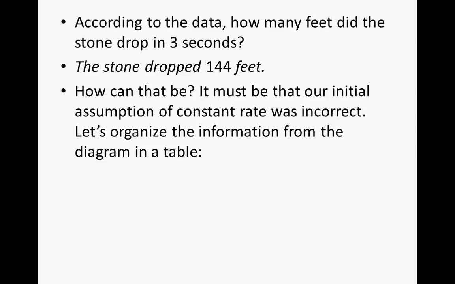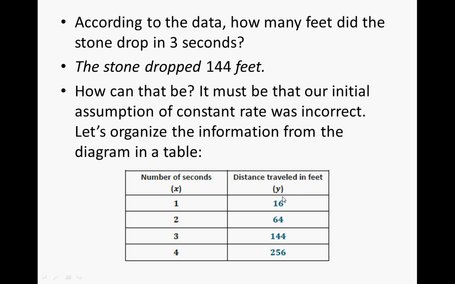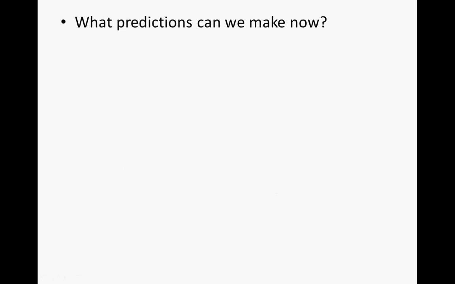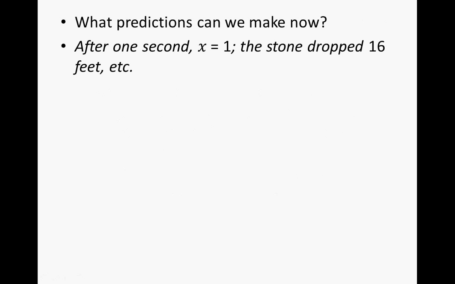So let's organize the information from the diagram in a table. Using the information from the diagram, we have 1 second is 16 feet, 2 seconds is 64 feet, 3 seconds is 144 feet, and 4 seconds is 256 feet. So what predictions can we make now? Well, after 1 second, or x equals 1, the stone drops 16 feet. And using the rest of the information, we can make only those 4 predictions.